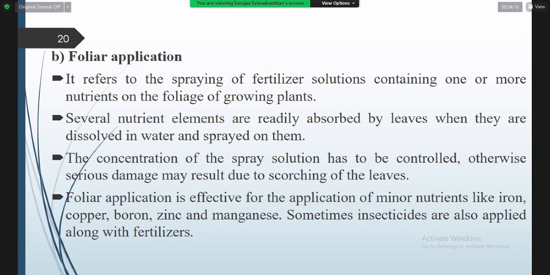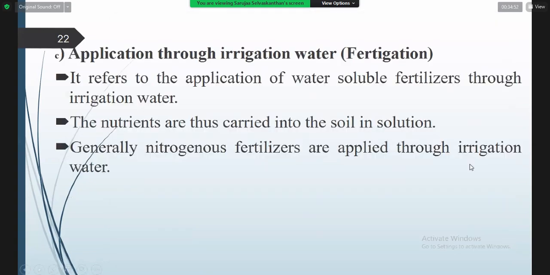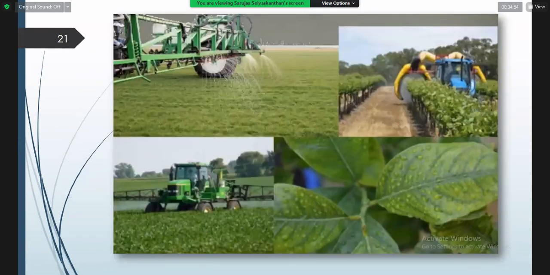Foliar application is effective for applying minor nutrients like iron, copper, boron, zinc, manganese, and sometimes insecticide is also applied together with the fertilizer. You can see some pictures of foliar application. With over-application, the leaf will be damaged, which is why we must consider the concentration of the fertilizer.